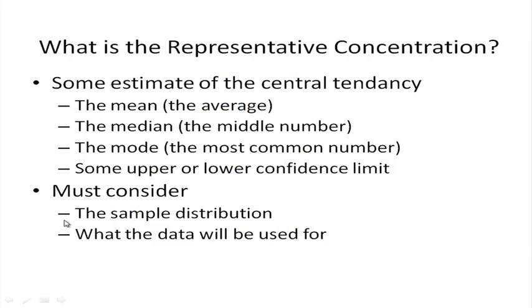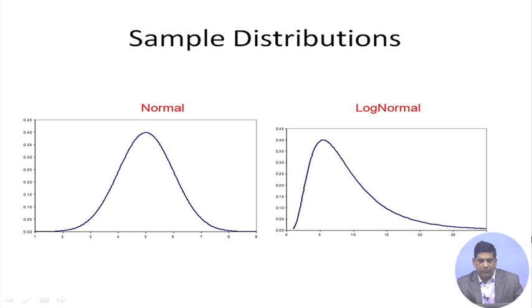But some of the things that we definitely need to consider: in terms of representative concentration, we need to find out what the sample distribution is, whether it's a normal distribution or a log normal distribution, and we'll talk about how to find that, and what the data will be used for. These are some of the information that you need to know in terms of the collection of the data.